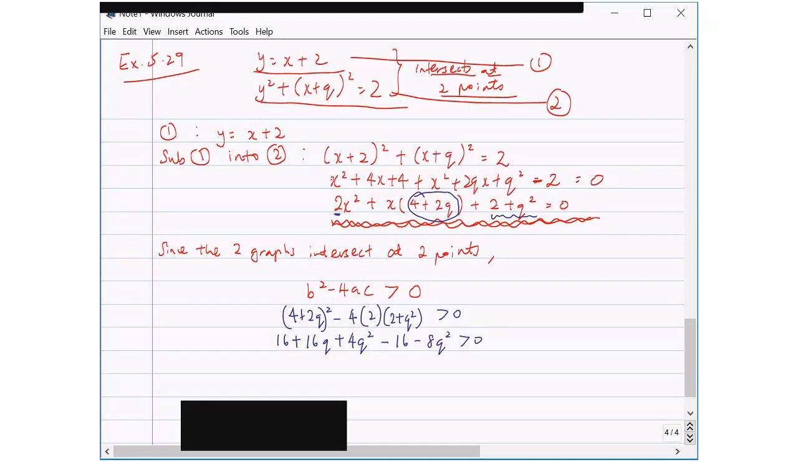Okay? I continue to simplify. 4q squared minus 8q squared becomes minus 4q squared. 16q is alone, so just 16q. 16 minus 16, no more 16, so bigger than 0. So I'm just simplifying, tidying up the terms. Are we okay?